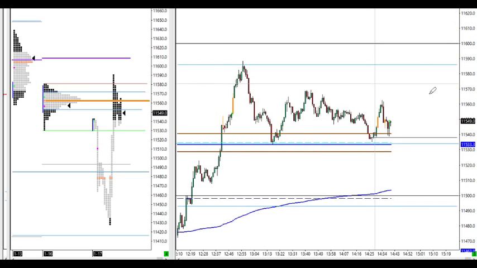Initially the long position here in anticipation that this support here at initial balance high and midpoint will hold and price will move gradually higher up to the highs of the day. You can see here every time price touched here, flash down, then bounce higher. So let's see if this will give us a move to the upside.